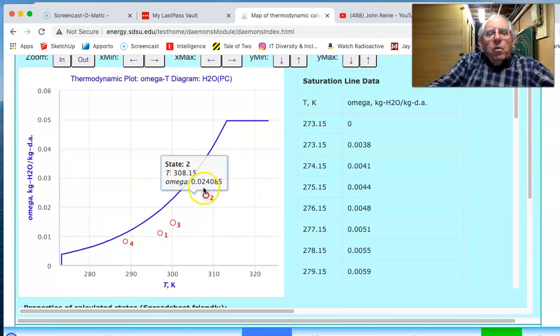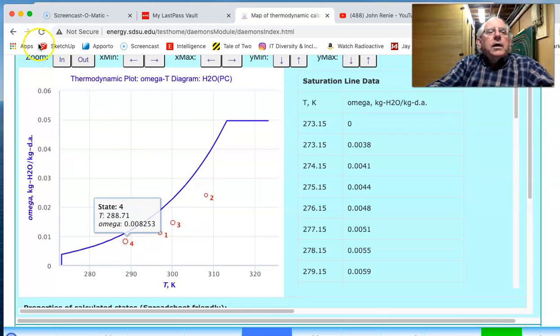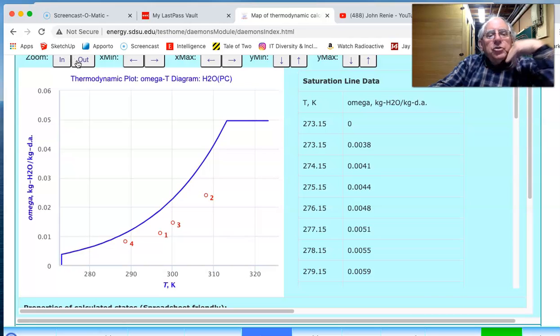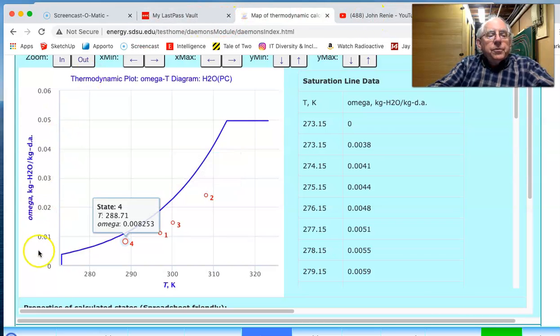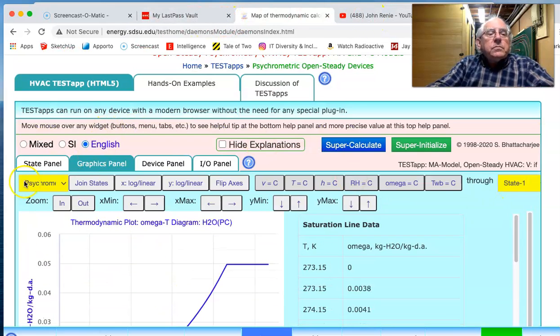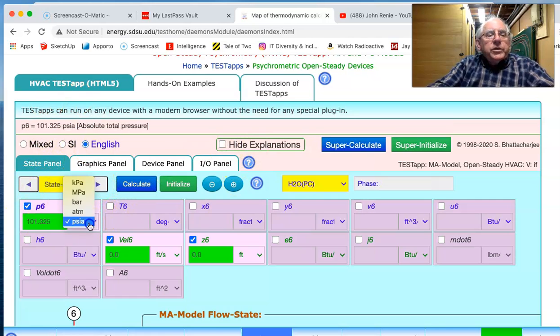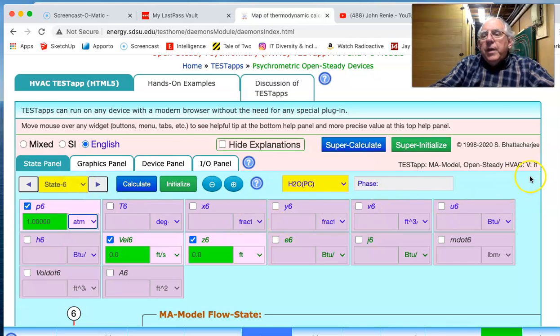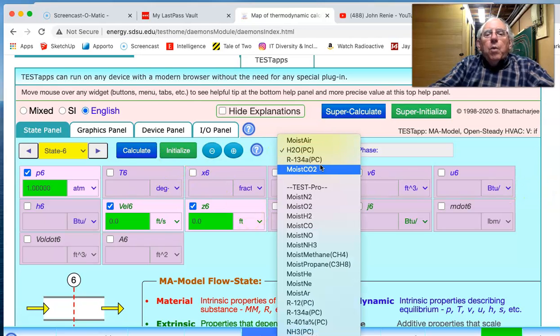And so what I want to do now is identify a state 6. Recall that state 5 is already identified as being our condensed water, but we're going to identify a state 6 that exists down at this point here. And so when I go back to my state panel, I'm going to identify a state 6, which is at 1 atmosphere of pressure, and in this particular case, it's going to be a moist air mixture.